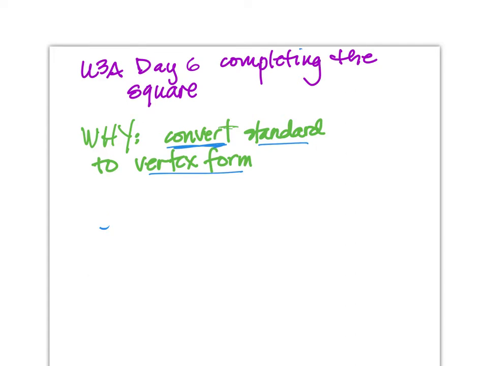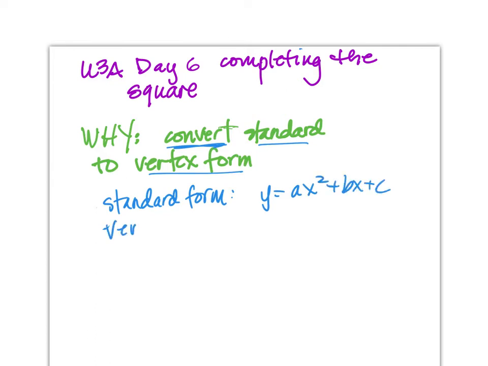Standard form is, let's just write this down. Standard form, I'm hoping we know this by now, ax squared plus bx plus c. Vertex form, which we should know by now as well, is a(x minus h) squared plus k.